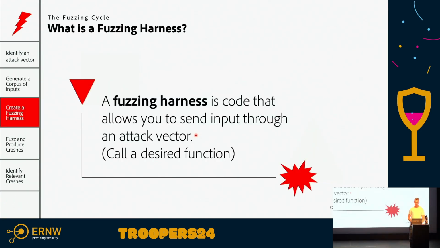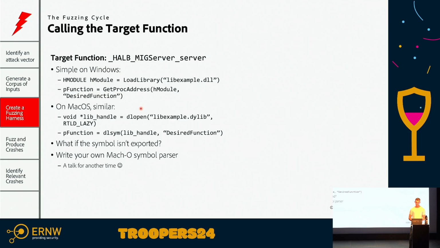OK, so now that we've got that corpus, or that grouping of valid inputs that we can fuzz with, we now need to create a fuzzing harness. So this is going to be the nuts and bolts of how we actually call the function that we care about. And a fuzzing harness is really just code that allows you to send input through an attack vector, or call a desired function. So in our case, this is our target function, the MIG server.